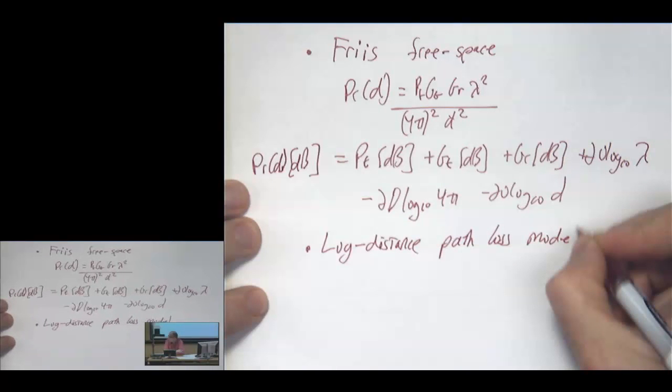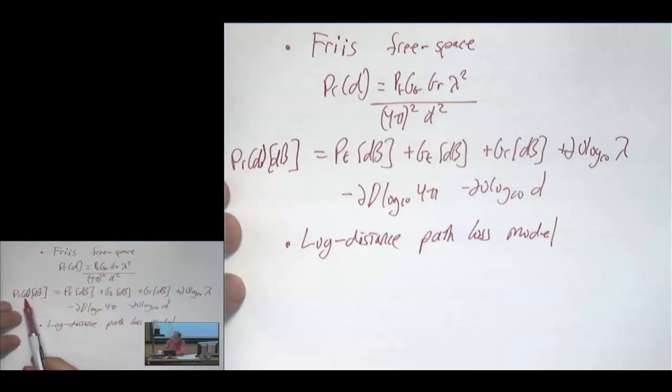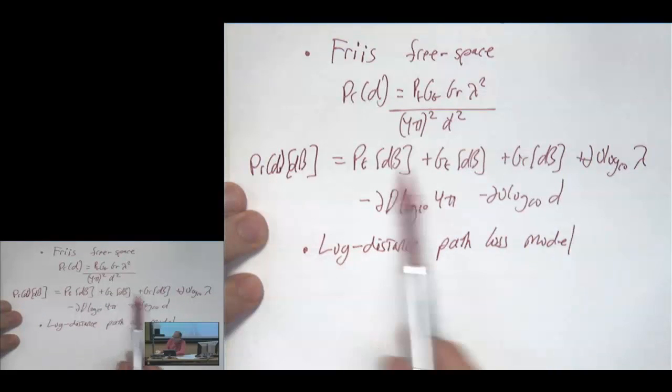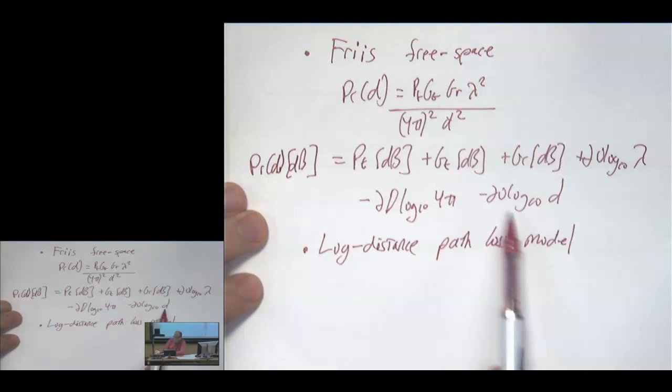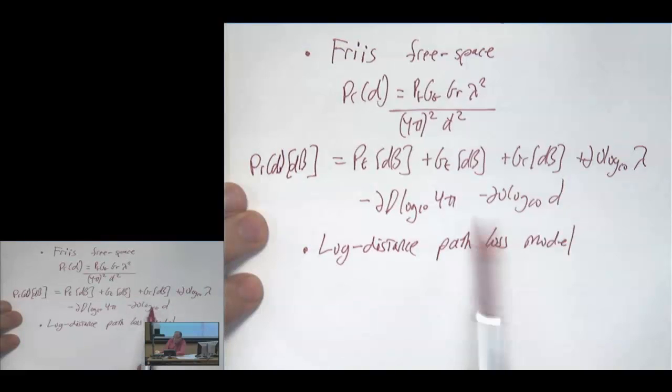So the log distance model is an abstraction of this here. What we see here is that there's a receive power, a transmit power, a whole bunch of constants, and then minus 20 log 10 of d. So the distance dependence only comes in right here.